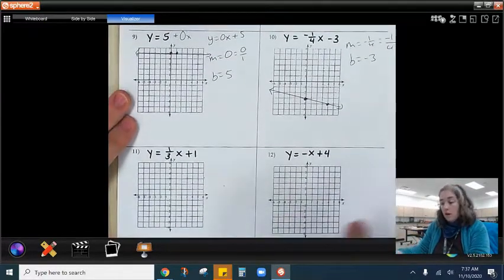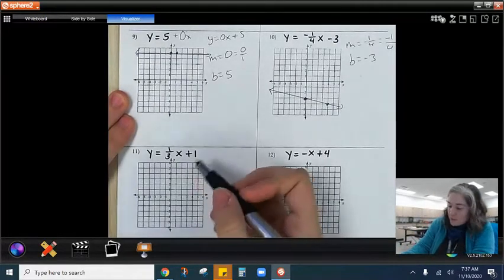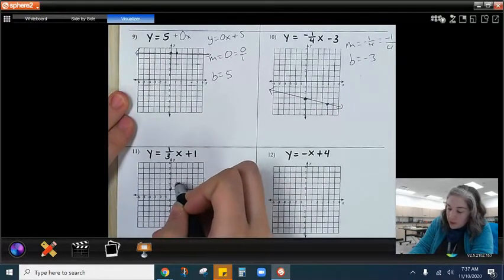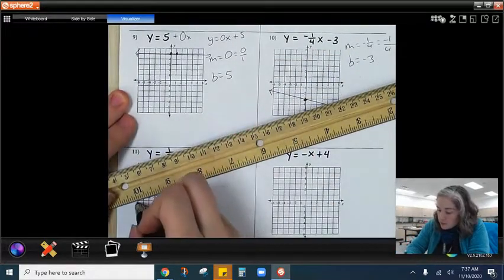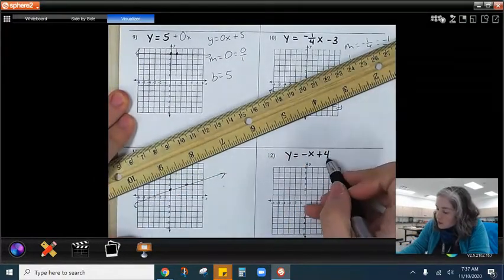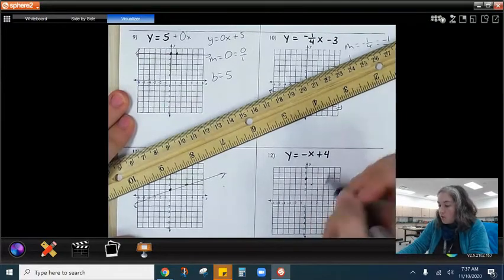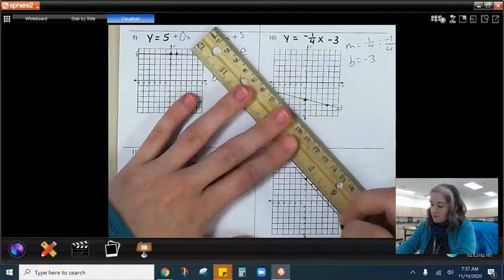All right, there are 2 more graphs down here. Go ahead and give them a try. Okay, so for this one, we are going to do a positive 1, and then we go up 1 and right 3. And that is our line. And then for this one, we have a y-intercept of positive 4, and then our slope is a negative 1. So I'm going to go down 1 and right 1, down 1 and right 1. And then I connect them.